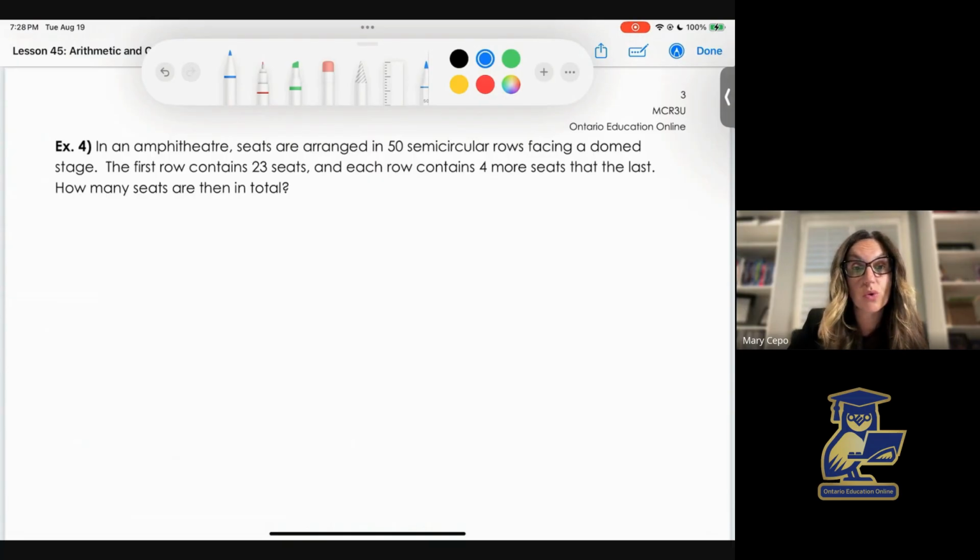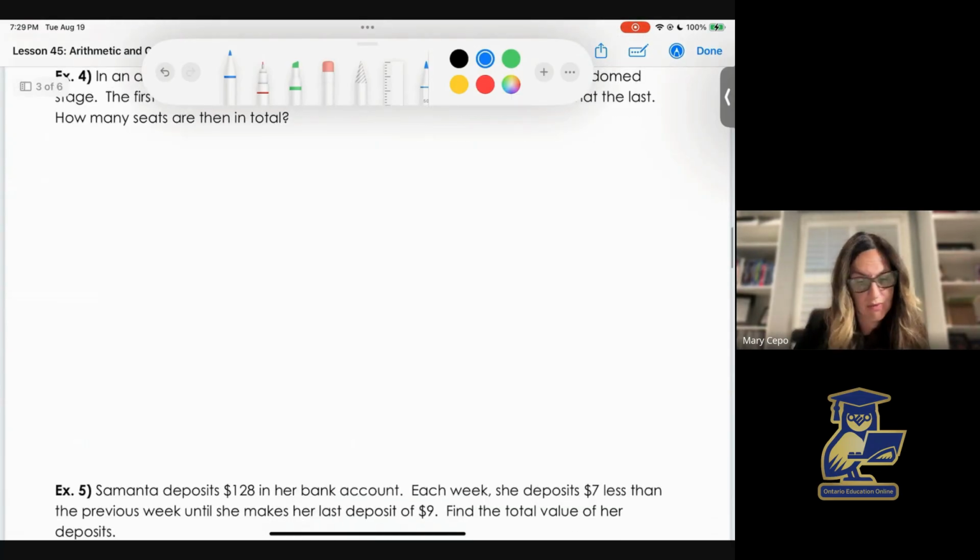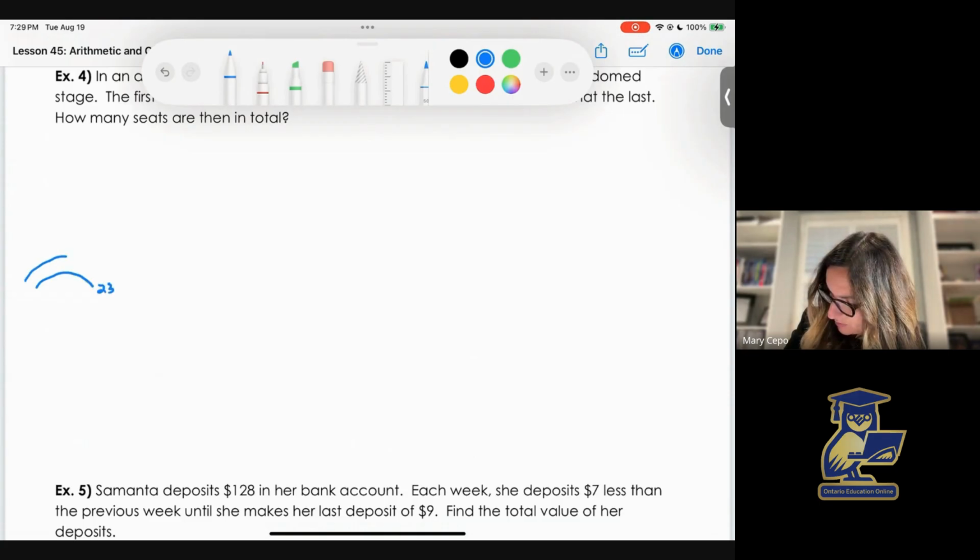So we know there's a total of 50 rows. We know the first row contains 23 seats, and each row contains 4 more seats than the last. So with that, we're going to break down that information, and maybe we need a little bit of a visual. The first row has 23 seats. The next one over has 4 more, so 23 plus 4 is 27. Next one, we add another 4, so 27 plus 4 is 31.